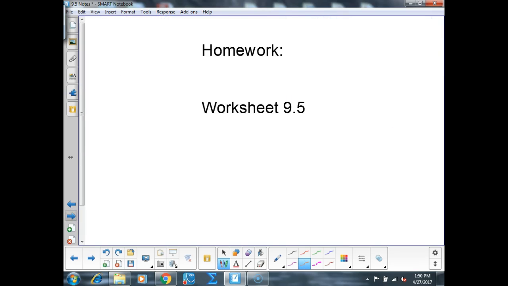Homework tonight is to finish off that purple worksheet. It is due tomorrow. Don't do anything in decimals. Do everything in fractions.